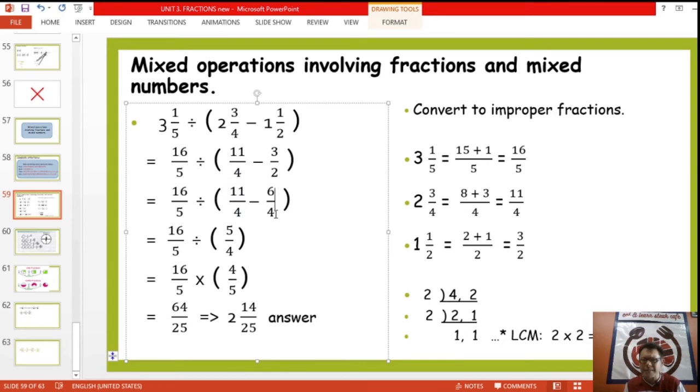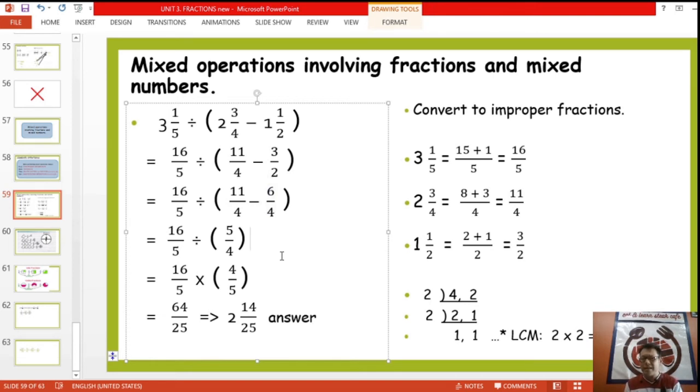So how are we going to do this? The same as what I taught you last time. All you got to do is to divide. Use the 4 as your common denominator. So 4 divided by 4 is 1, times the numerator, times 11 is 11 over 4. Then after that, 4 divided by 2 is 2, times 3 is 6. That's how we get those numbers.